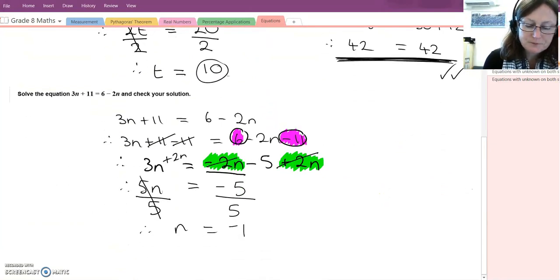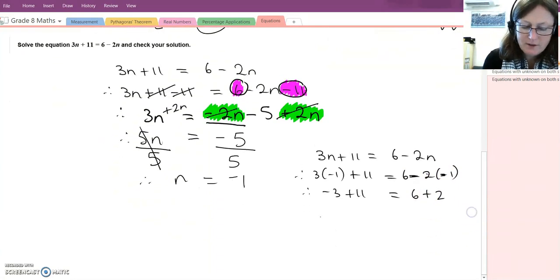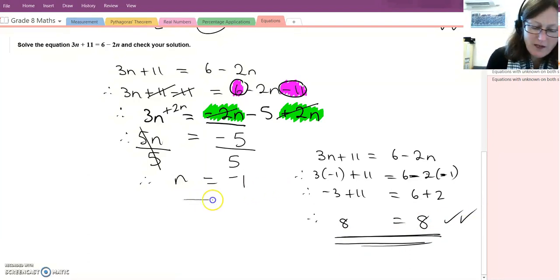So let's look at this one. Let's write out the equation that we started with. Wherever we see n, we're going to put -1. So 3 lots of -1 plus 11 is equal to 6 subtract 2 lots of -1. Multiplying out these brackets, -3 plus 11 is equal to 6 plus 2. 2 ones are 2, and these two signs multiplied give us an addition. -3 plus 11 is 8. 6 plus 2 is also 8. This makes sense. The two sides equal each other, therefore our answer must be right. So that is how you check your solution.